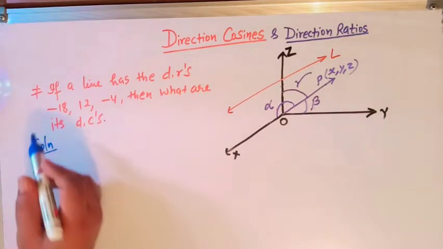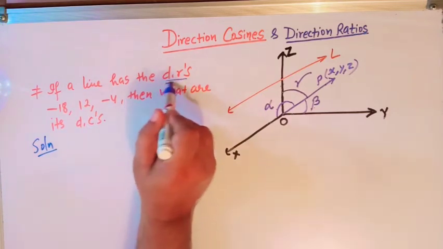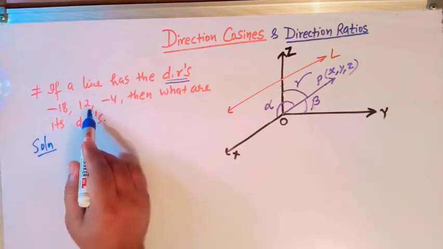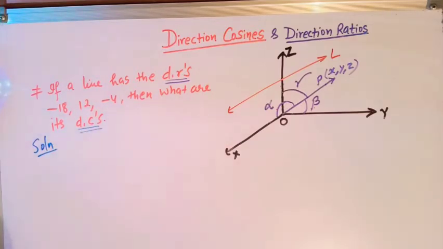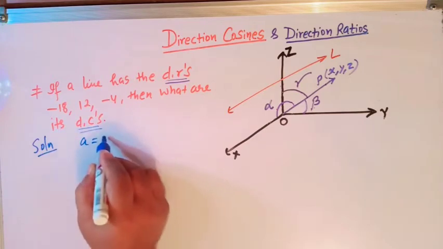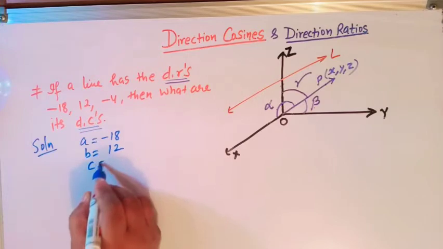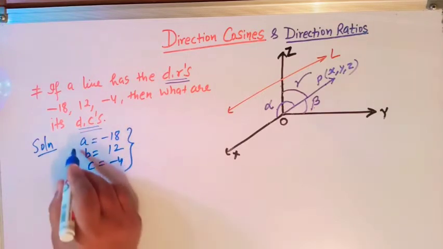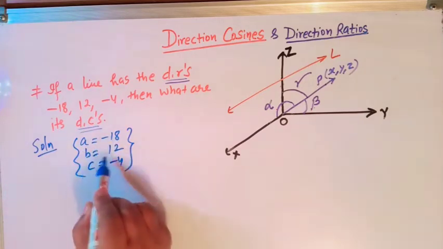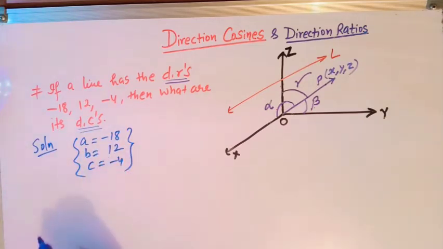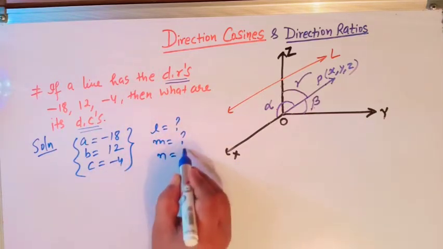Now viewers, let us take this problem. If a line has the direction ratios minus 18, 12 and minus 4, then what are its direction cosines, right? So here we are given the direction ratios, and A, B, C are the direction ratios. So we are given A equal to minus 18, B equal to 12 and C equal to minus 4, and we have to find the direction cosines.